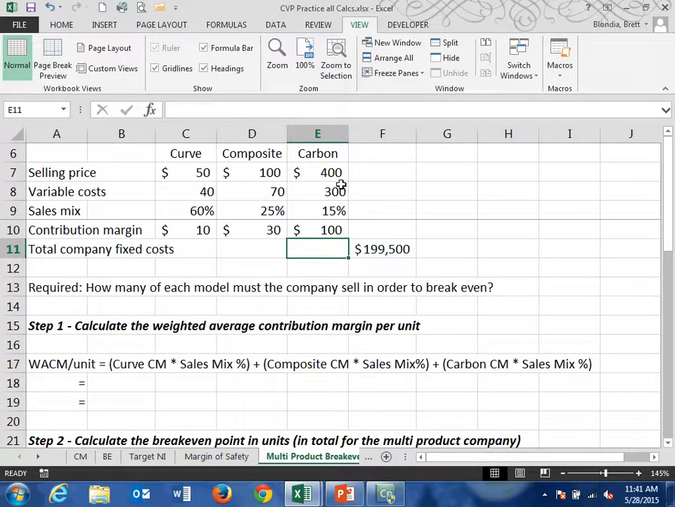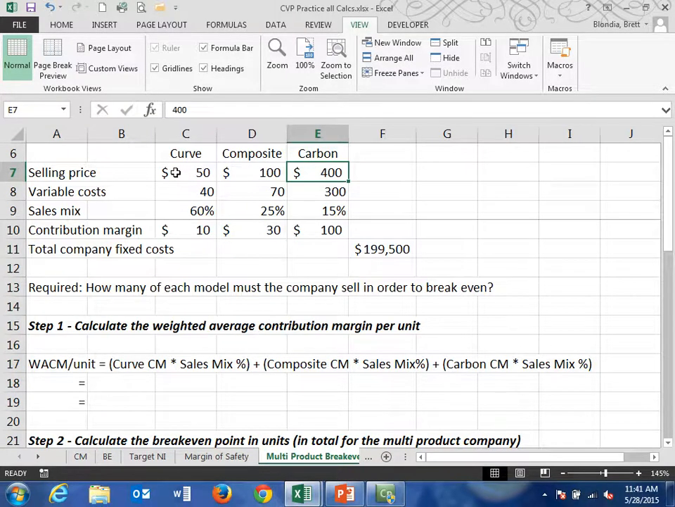unit $100. So for every curve stick we sell, we end up with $10 that we can put towards fixed costs and profits. The composite sticks make us $30 that we can contribute towards those two items, and then carbon we make $100, right? So obviously, since the carbon is our most expensive product, it logically has the lowest sales mix volume. Probably not a lot of people out there looking for $400 hockey sticks, and probably more that are looking for the $50 hockey stick.